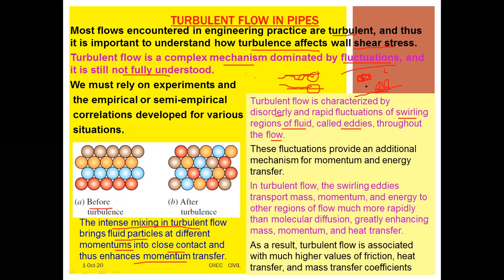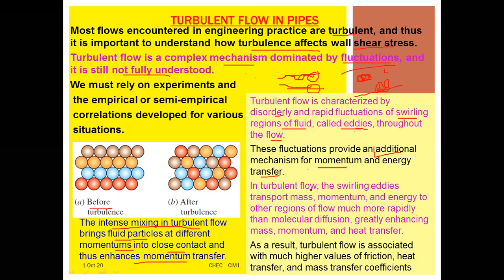Then you can see some sort of eddies are generated in the flow, right? These fluctuations provide an additional mechanism for momentum and energy transfer. Already the water is flowing in a turbulent flow, and in that we can see some rough structure where the swirling regions of the fluid occur. This is called eddies, right? Thereby, we cannot say exactly what is happening in the turbulent flow.